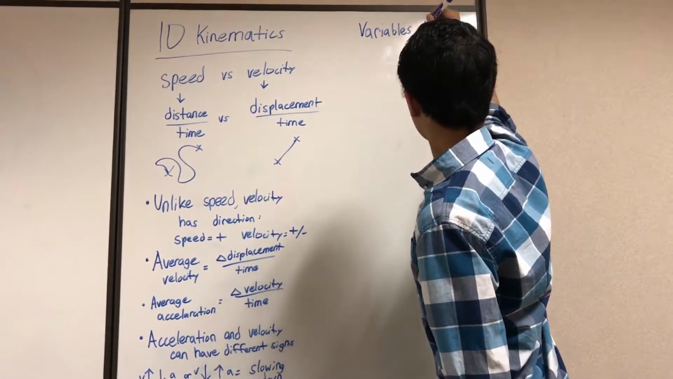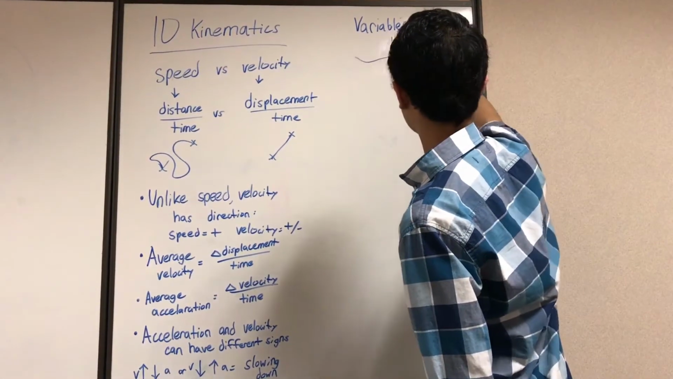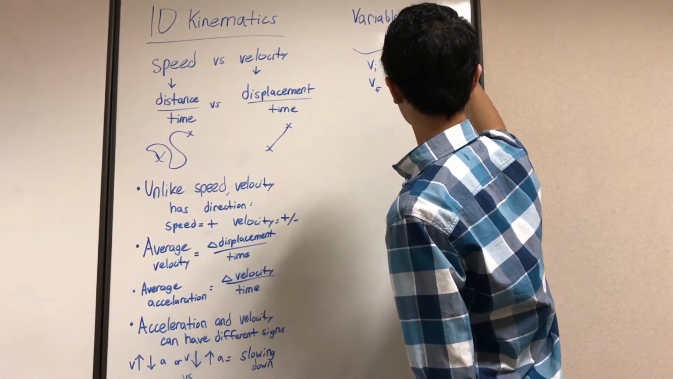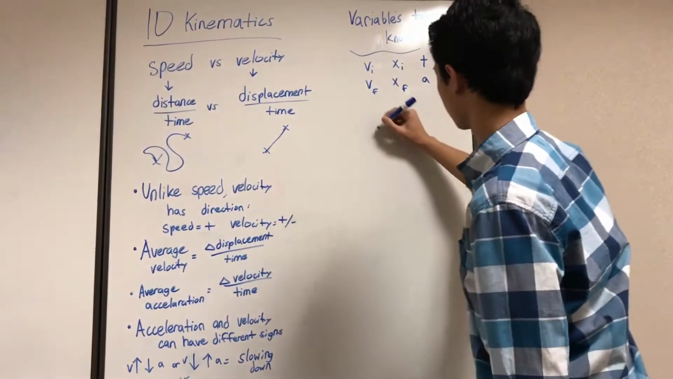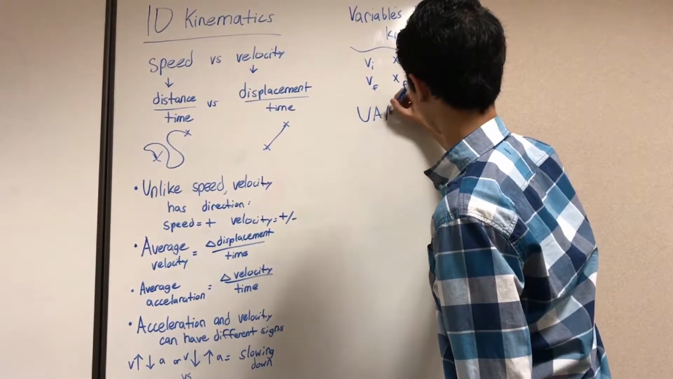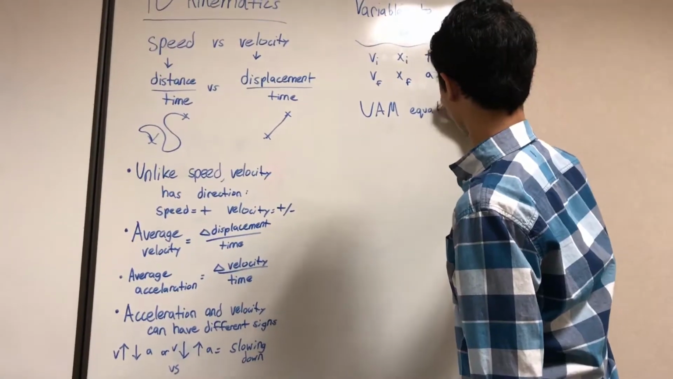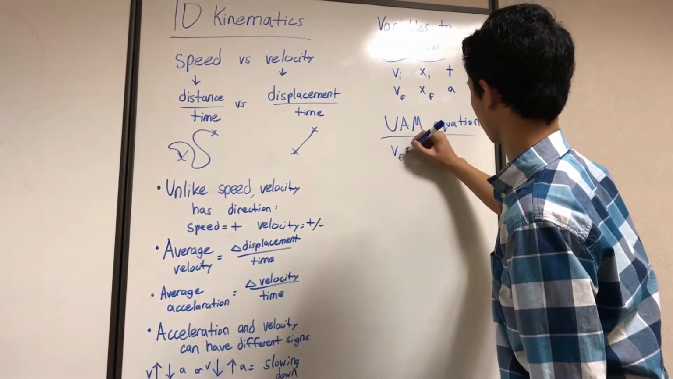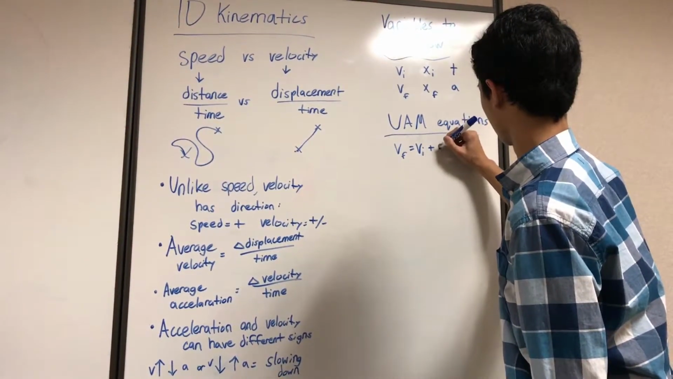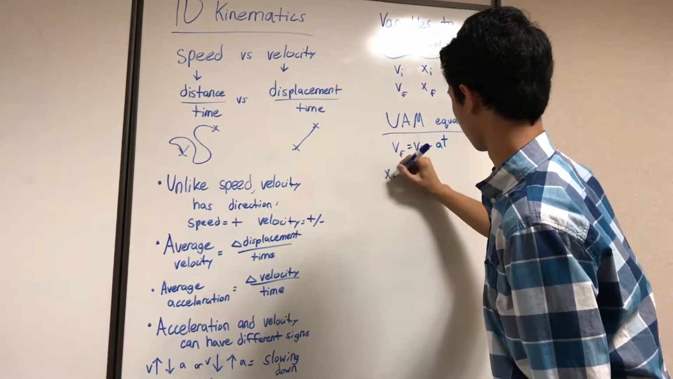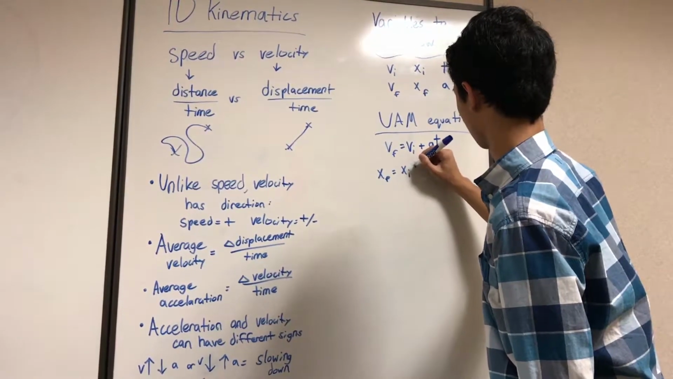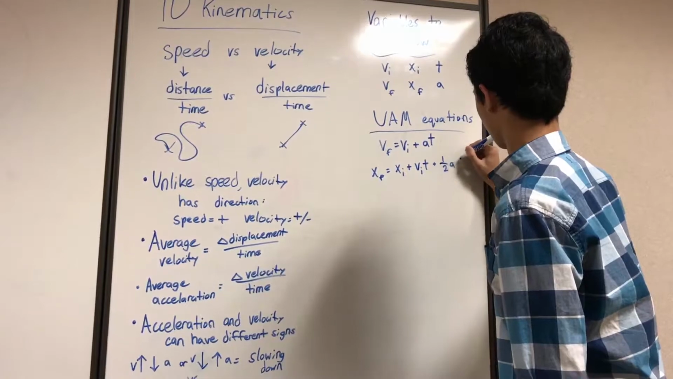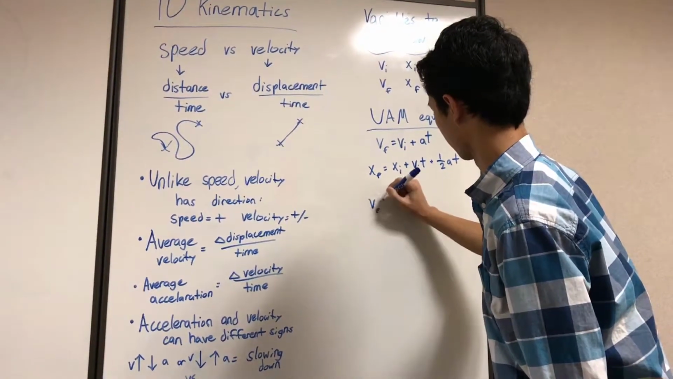There are 6 variables you need to know when dealing with one-dimensional kinematics. You have initial velocity, final velocity, initial position, final position, time, and acceleration. And you are given 3 uniformly accelerated motion equations on your AP equation sheet, starting with final velocity equals initial velocity plus acceleration times time. Then you have final position equals initial position plus initial velocity times time plus 1/2 acceleration times time squared.